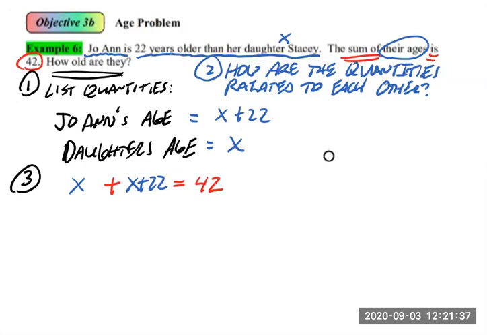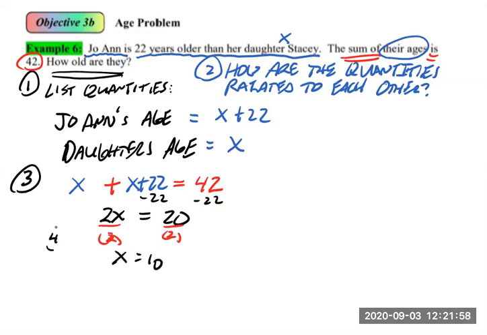I can solve this. So I get 2x, just combining the x on the one side. We'll subtract 22 from both sides, and we get 2x equals 20. Dividing by 2, sorry, canceling the 2's, we get x equals 10. So that was the solving part.